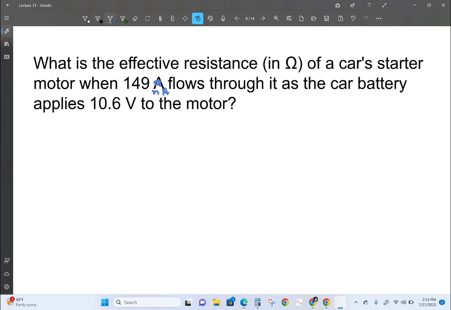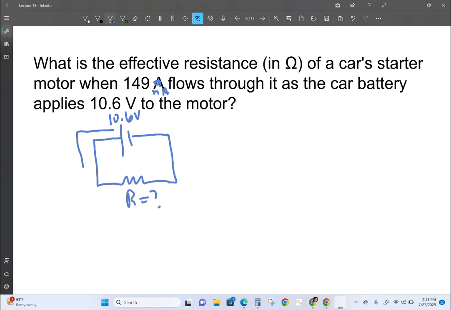Let's just draw a picture of it. We've got a battery and the effective resistance of all of the motor or the starter. And the battery is 10.6 volts, and the effective resistance is what we're looking for. And the current, always from positive to negative, is 149 milliamps.